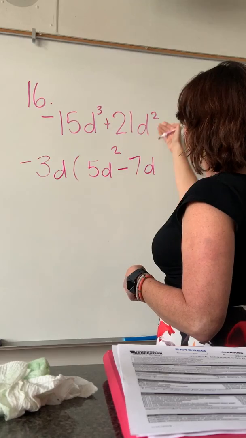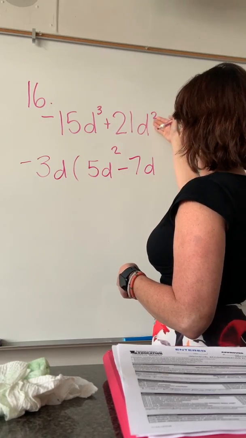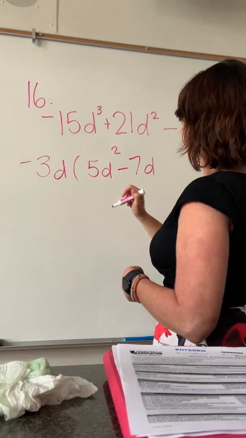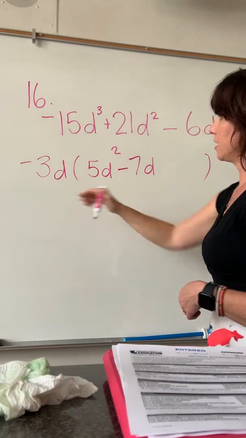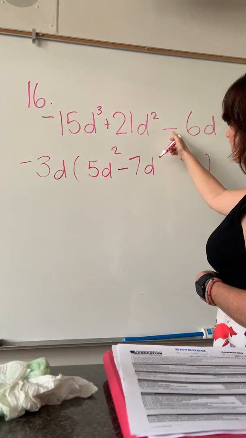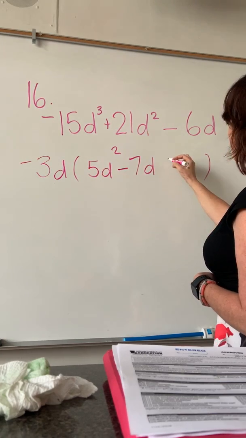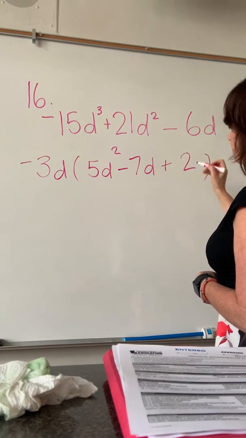Now positive 21d squared divided by negative 3d is going to be negative 7d. All right, we went from d to d squared to d because we pulled out a d. Now we have negative 6d divided by negative 3d. That's going to be a positive because a negative divided by a negative is a positive 2.